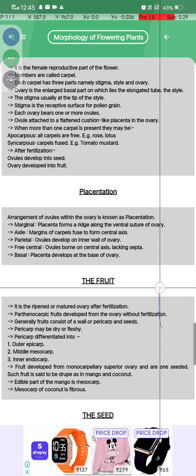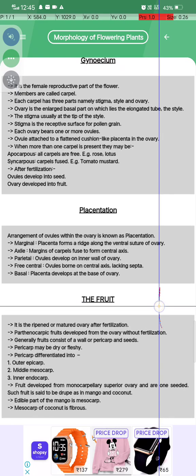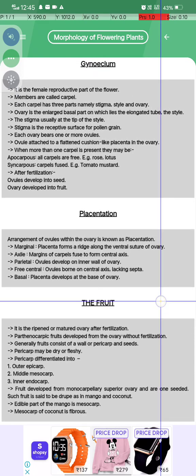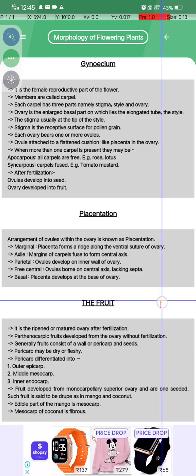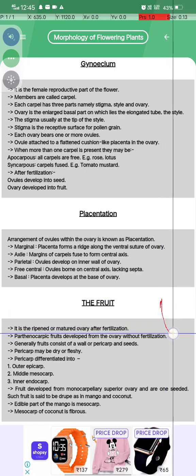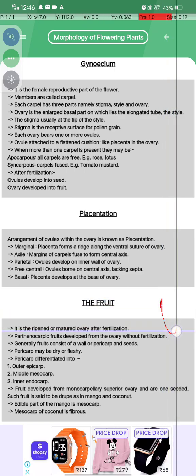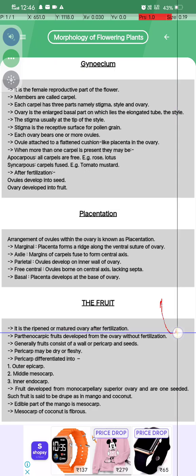After that, let's see what it says about fruit. The fruit is the mature ovary after fertilization.